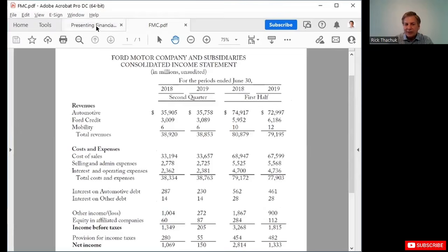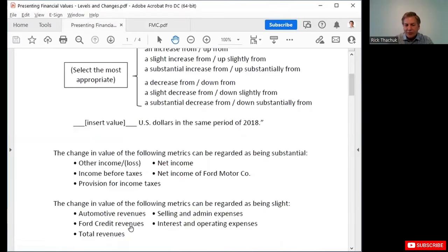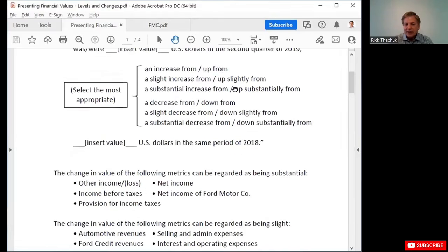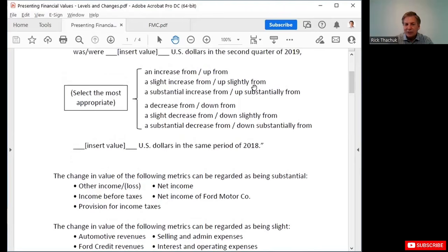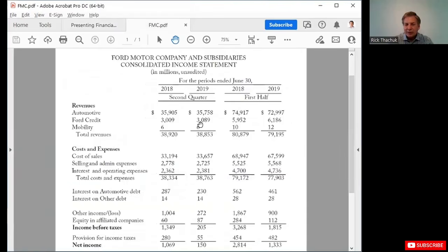Let's take a look at our list here. You see Ford credit revenues, well, I call that a slight. The change is slight. So we're going to say a slight increase. So we can say a slight increase from, or we can say up slightly from, whichever you wish. So let's present this one. Ford credit revenues at Ford Motor Company and subsidiaries were $3,089,000,000 US dollars in the second quarter of 2019, up slightly from, or a slight increase from, $3,009,000,000 US dollars in the same period of 2018.